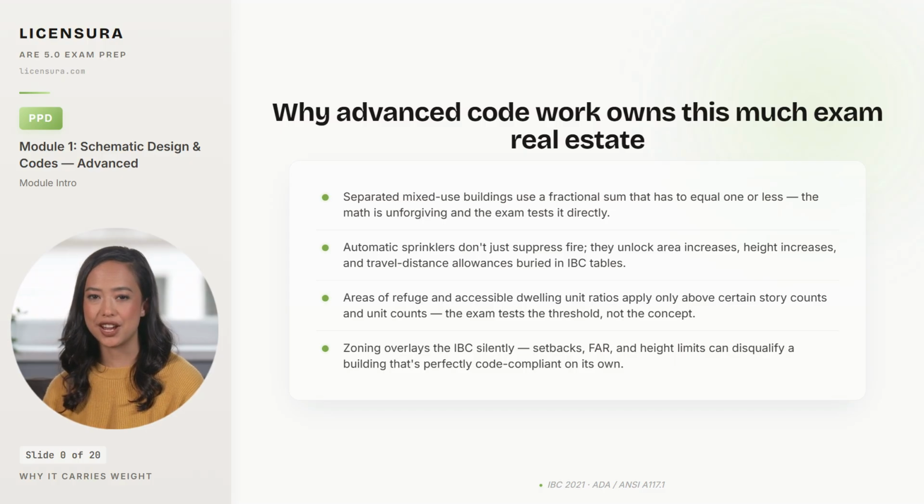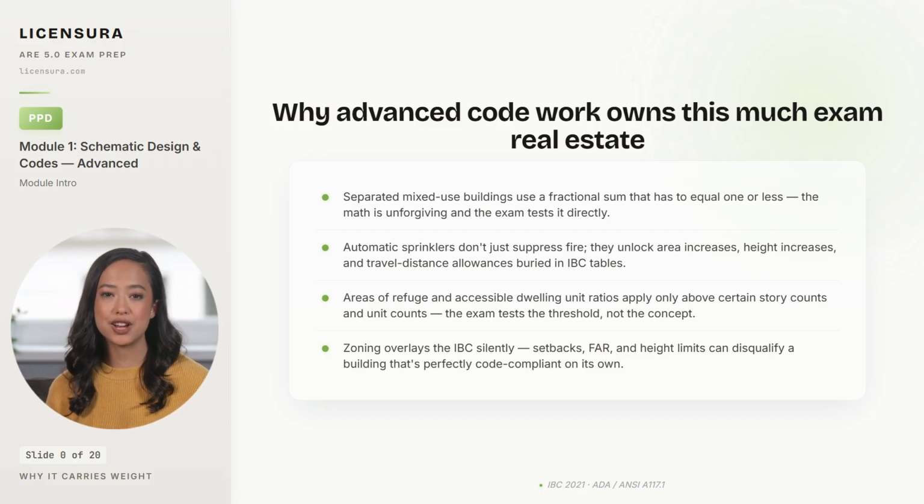First, separated mixed use is a calculation, not a concept. The IBC asks you to take the actual area of each occupancy, divide it by the allowable area for that occupancy, and confirm the sum across all occupancies is 1 or less. Get the denominator wrong on one occupancy and the whole building fails.